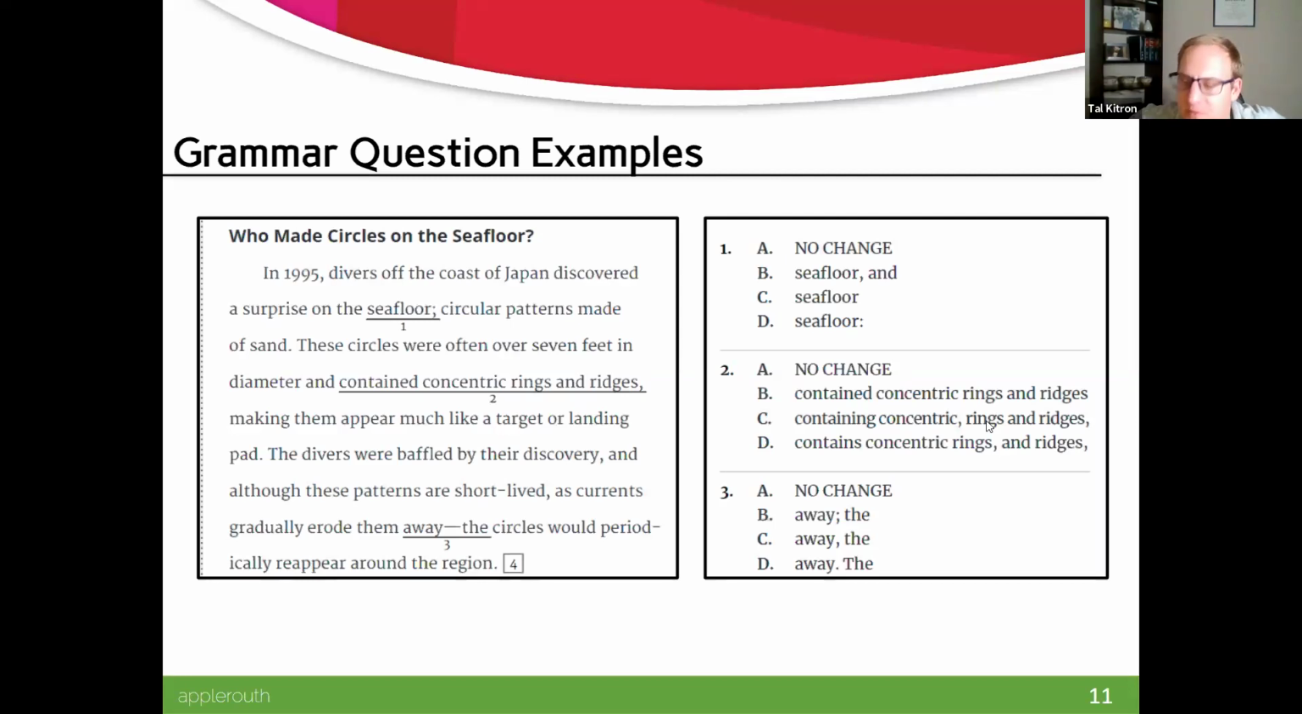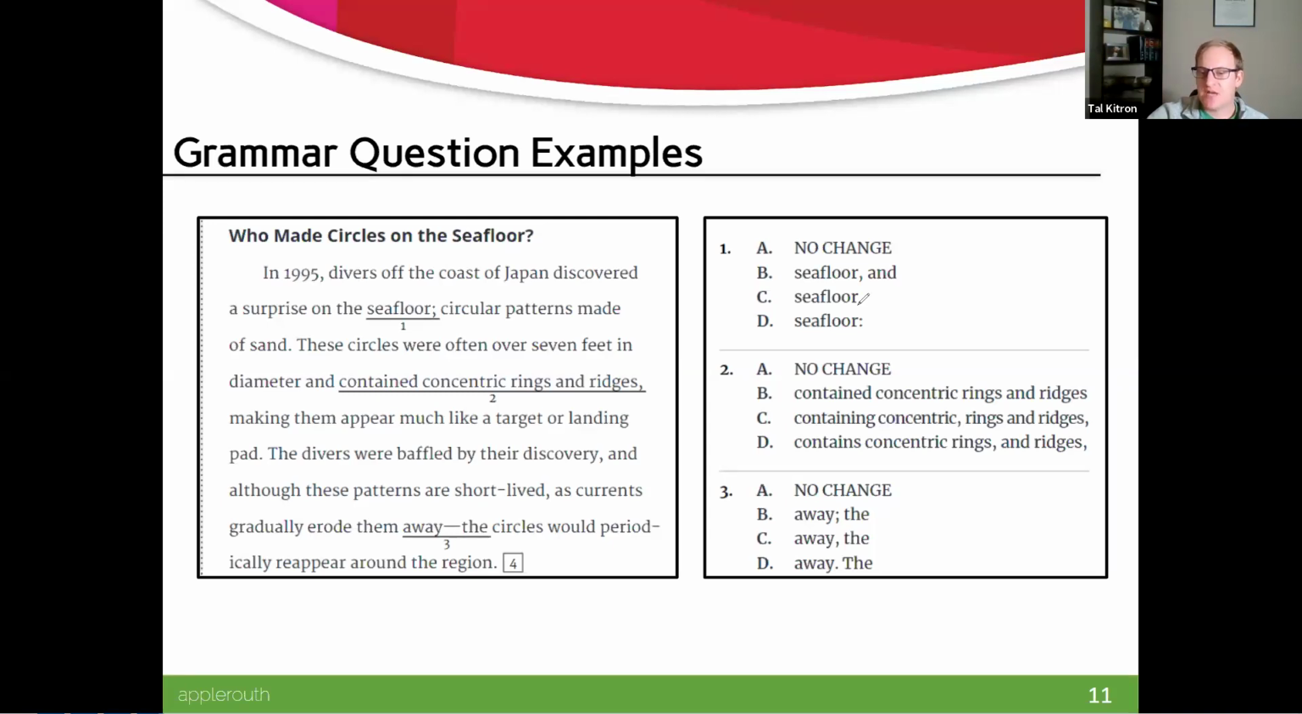Here are 3 more examples. So I'm going to leave this up for a moment and we'll talk through them together. Look at the right side and think about, okay, what are we testing here? Kind of talking through question 1. You can immediately notice they're testing punctuation, right? It's a semicolon, or it's a colon, or it's a comma, or it's nothing.